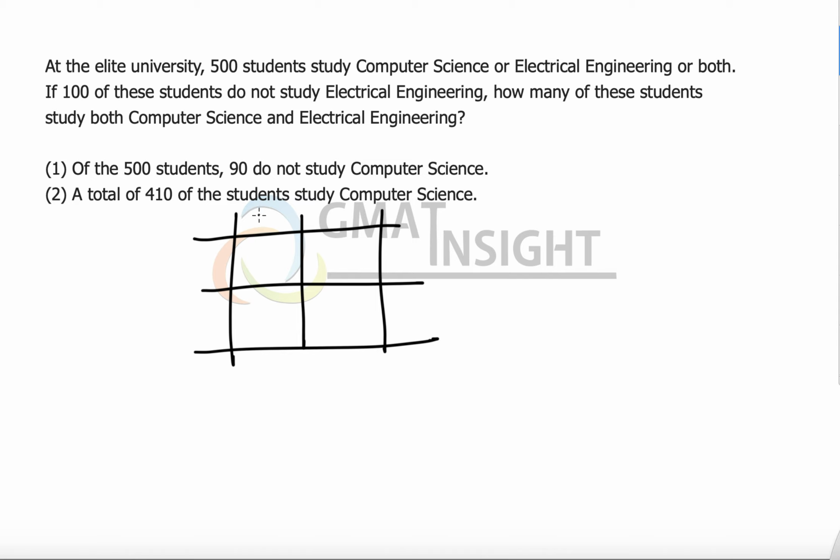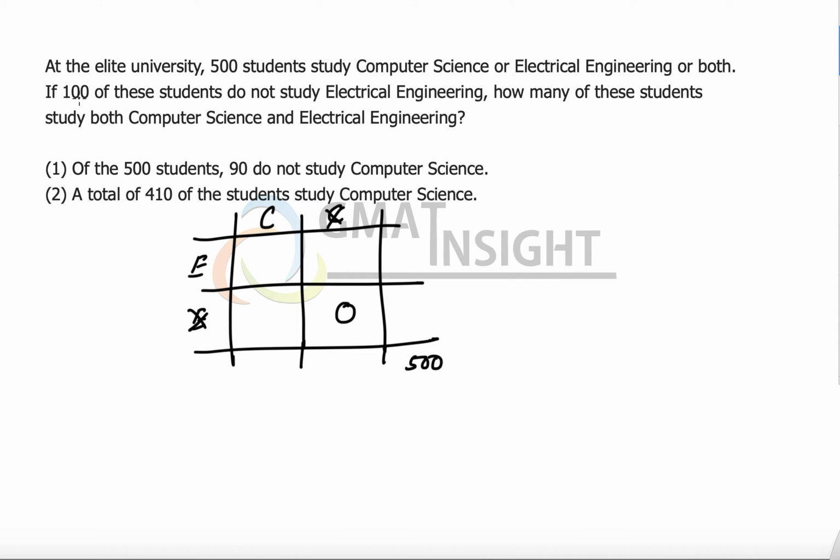In the first column, I'm writing the students who have taken computer science. Column second, students who are not taking computer science, students taking electrical engineering, and students not taking electrical engineering. Because all the students are taking at least one of them, this cell becomes 0 because there is no student who takes none of them. Total number of students is 500, so that's the primary information that we have.